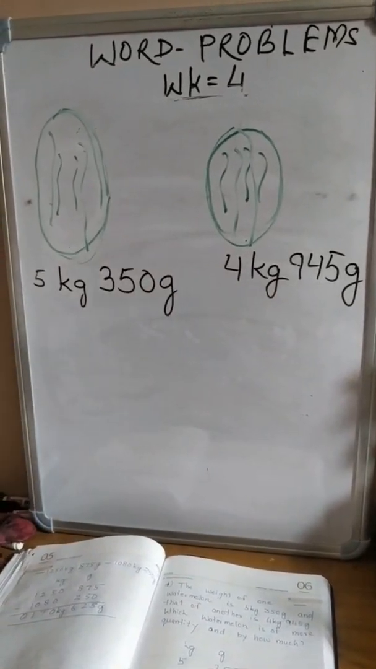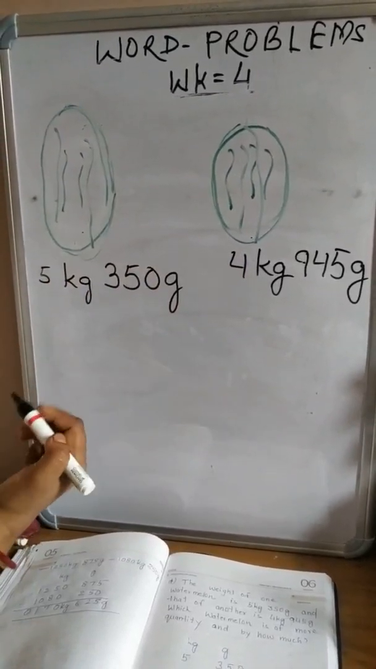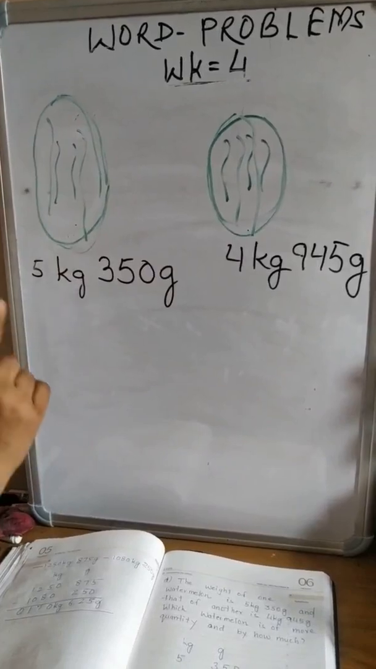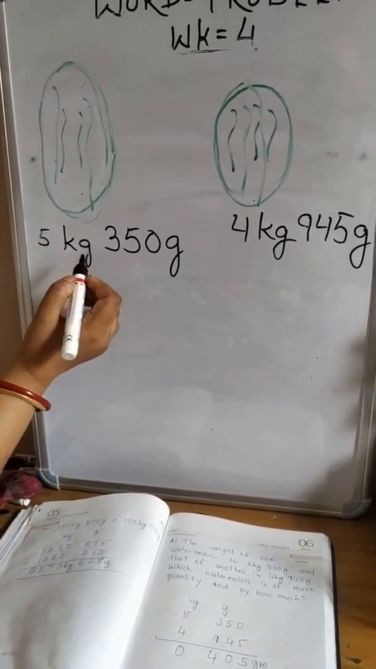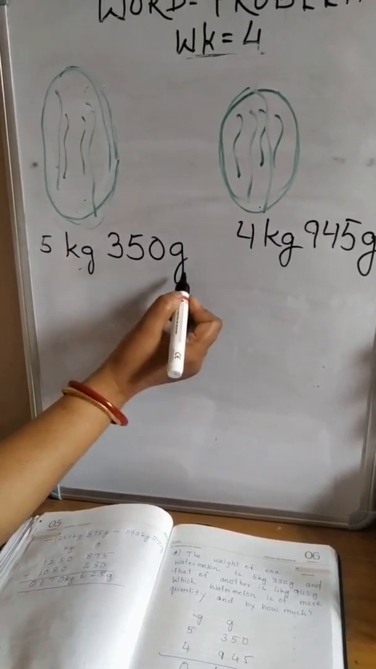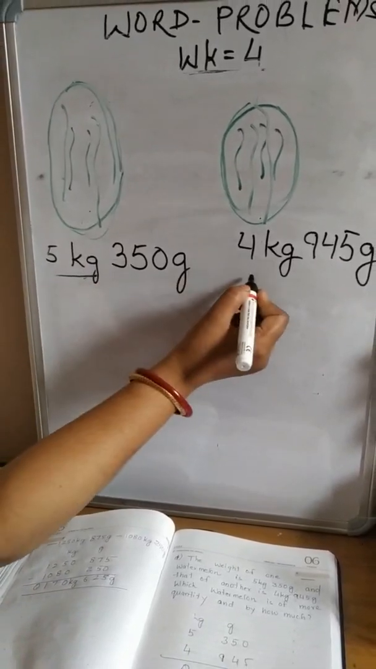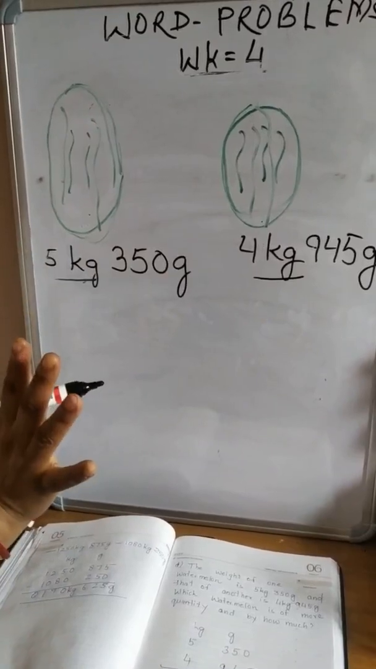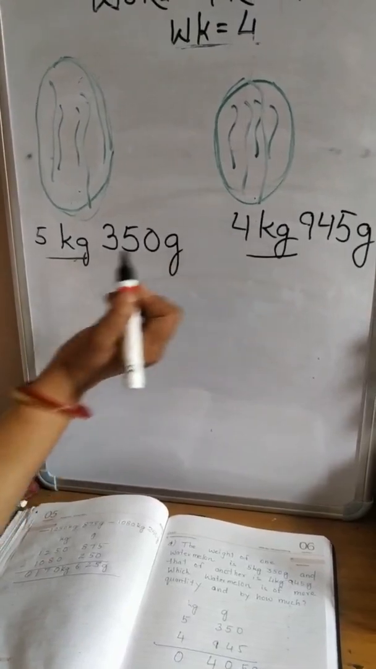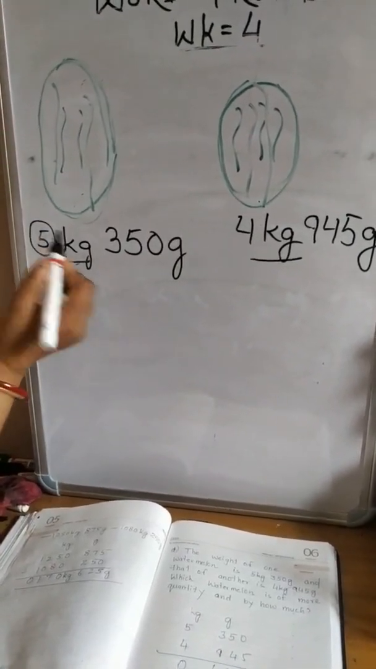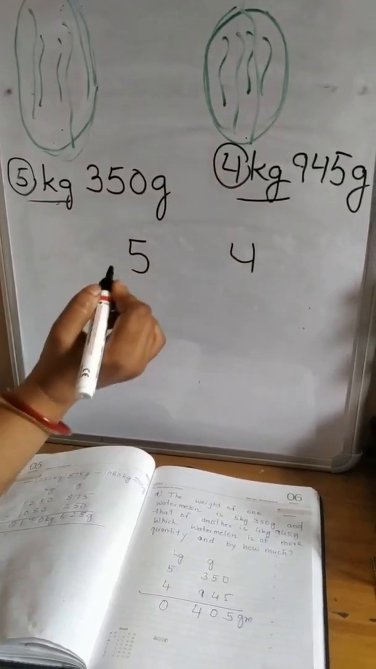945 gram. Whenever we are doing comparison, which one is more, the comparison is always in the bigger unit. For example, here, which unit is bigger, kilogram or gram? Kilogram. So here we will compare this kilogram and this kilogram. Forget about gram because it is the smaller unit, the bigger one is present. So here 5 kilogram, 4 kilogram. Take the number of this kilogram, 5 and 4. So you have to compare 5 and 4, right?